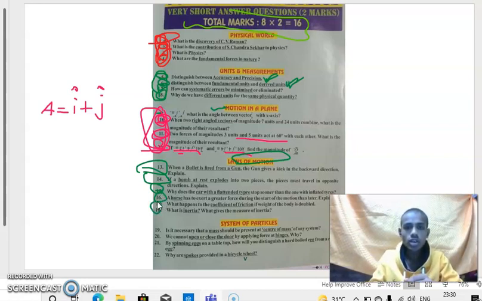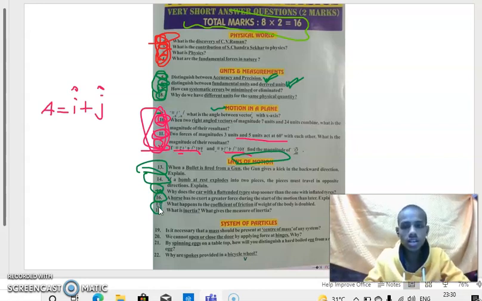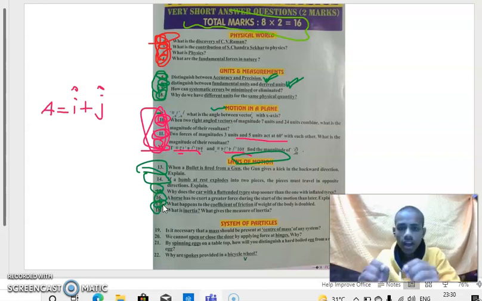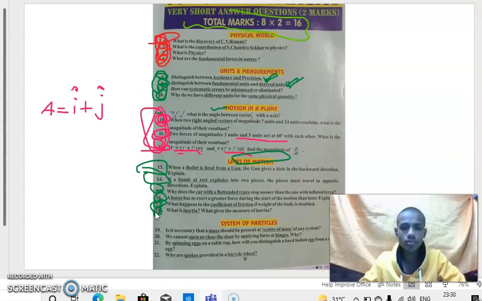Next, you need to explain in that question the static friction, while traveling, the angular friction. Okay, rolling friction. And the next important question is, what happens to the coefficient of friction if the weight of the body is doubled? Next important question is, what is inertia? What gives the measure of inertia?